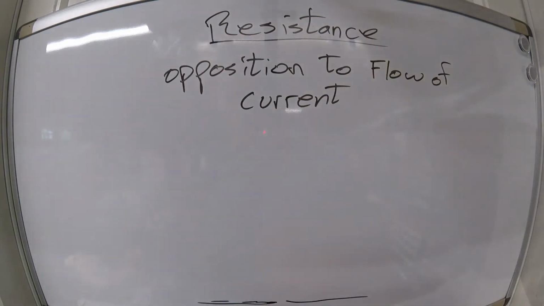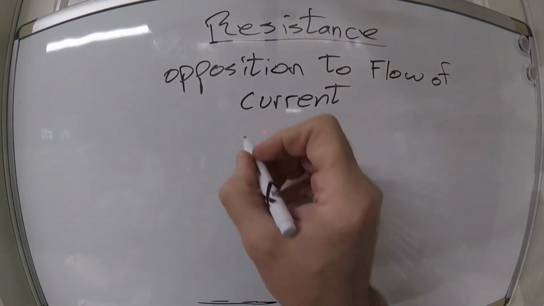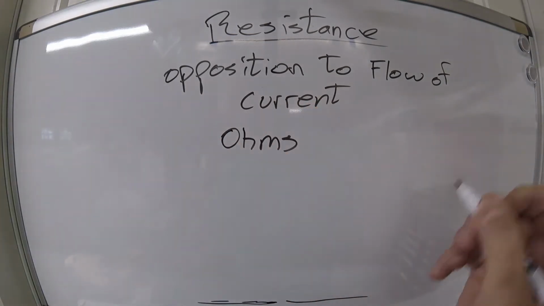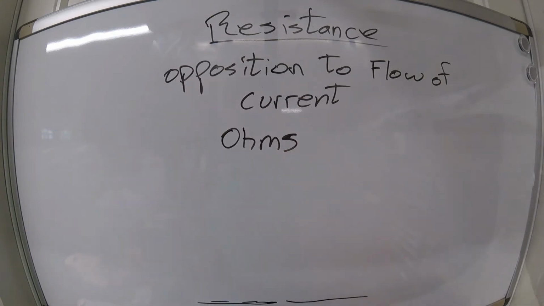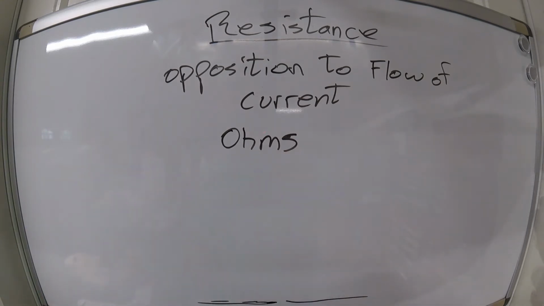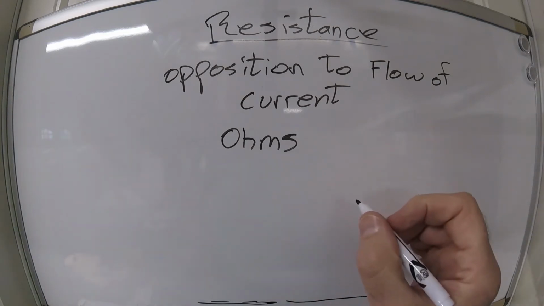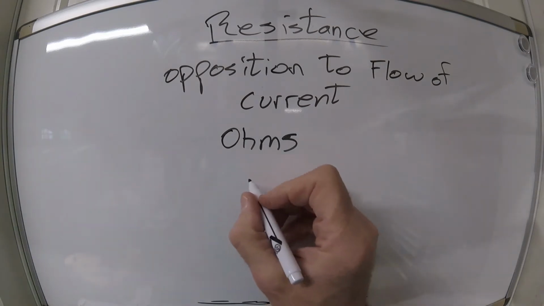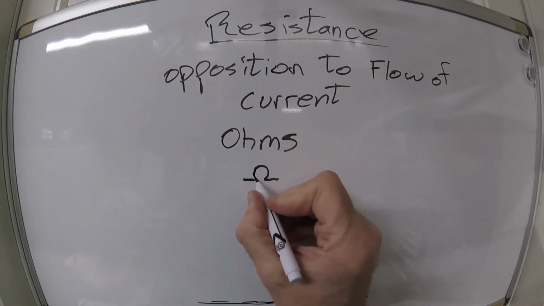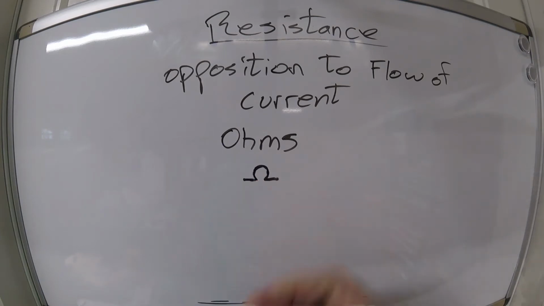And resistance is measured in units of ohms. And that's named after another scientist. These guys way back when liked to name things after themselves. Now the abbreviation for that is the Greek letter omega. You've probably seen this before. So that's resistance.